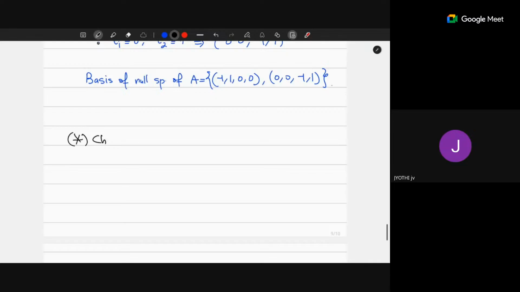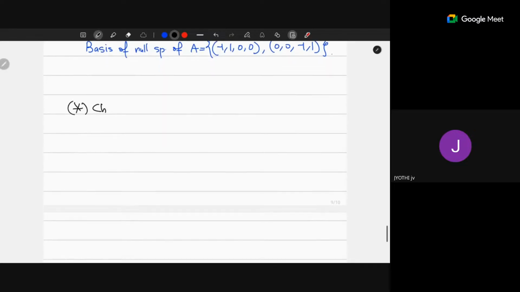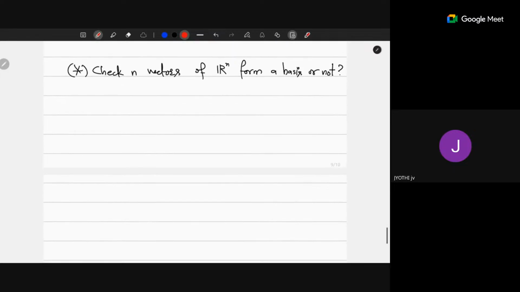So now, how to check whether n given vectors of R^n form a basis or not? For example, consider, let's say, 1 0 and 1 1. So how to check whether this forms a basis or not?